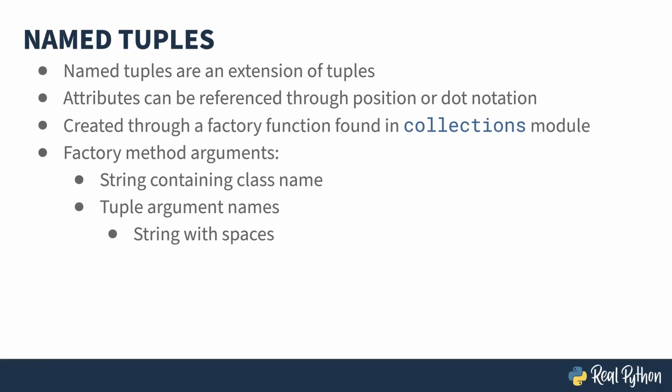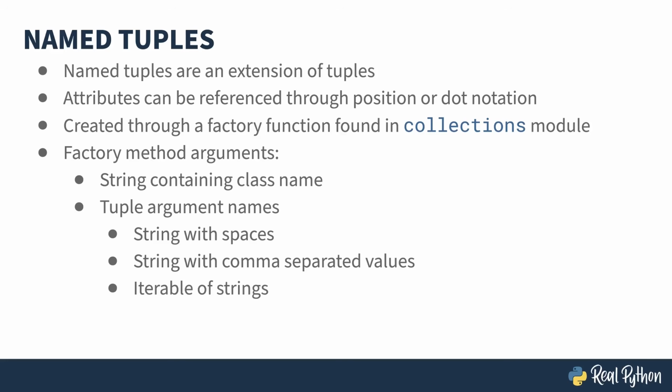You can give it a string where each field name is separated by a space, a string where each field name is separated by commas, or any kind of iterable where each item in the iterable is the name of a field. For example, you can give it a tuple or a list with the attribute names inside of it. Let's go play with named tuples in the REPL.